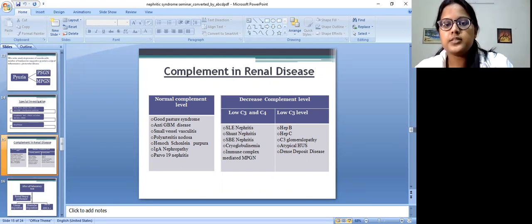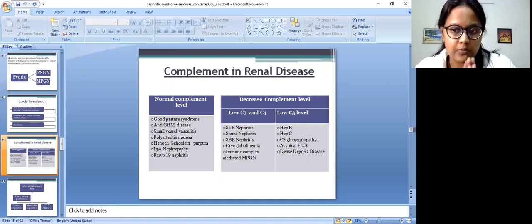Then the complement in this nephritic syndrome. In the workup of nephritic syndrome, once you document that patient is having hematuria and proteinuria in the subnephrotic range, you will further advise either the special investigation if you're very sure about your diagnosis, or to narrow your differentials, you will go for the complement protein, C3 and C4 levels. So what is the rationale behind this complement levels?